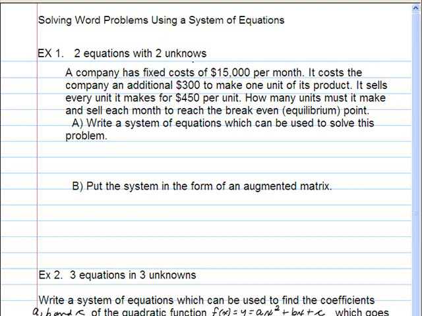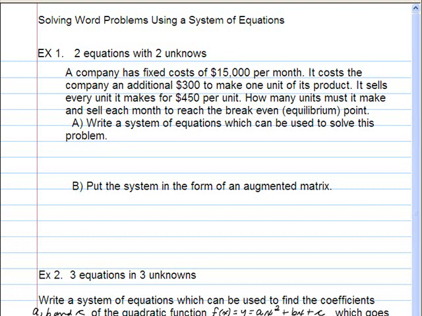It says a company has fixed costs of $15,000 per month. It costs the company an additional $300 to make 1 unit of its product. Now, I haven't specified here what 1 unit means. 1 unit could be one product, one item, like maybe a fancy $300 valve or something like that, or it could be multiple products, like 1 unit might be 3 dozen hats. But whatever it is, 1 unit costs $300 to make.